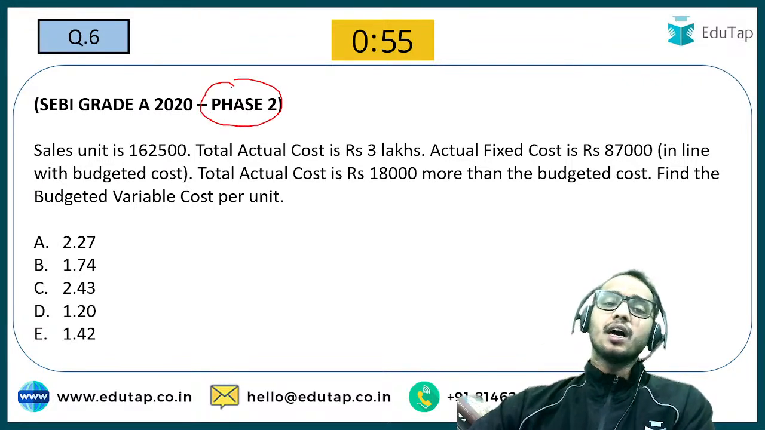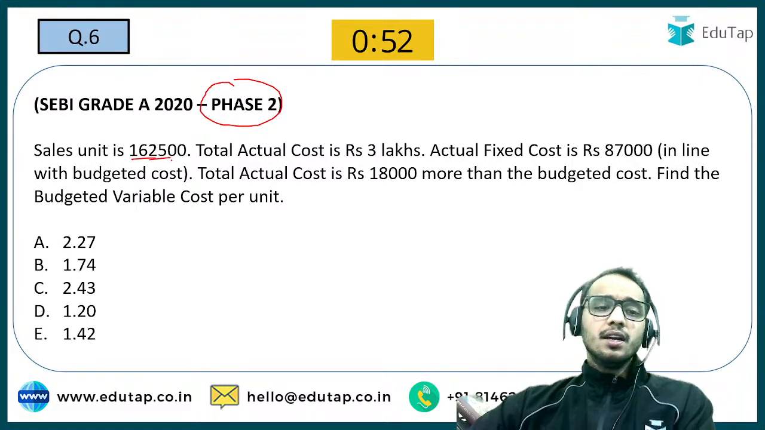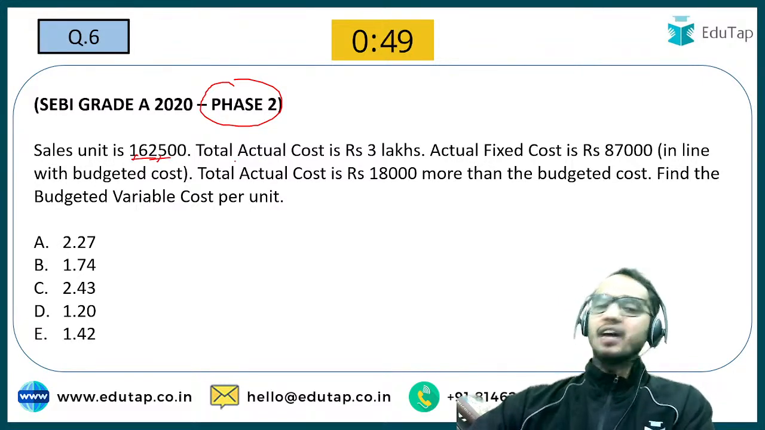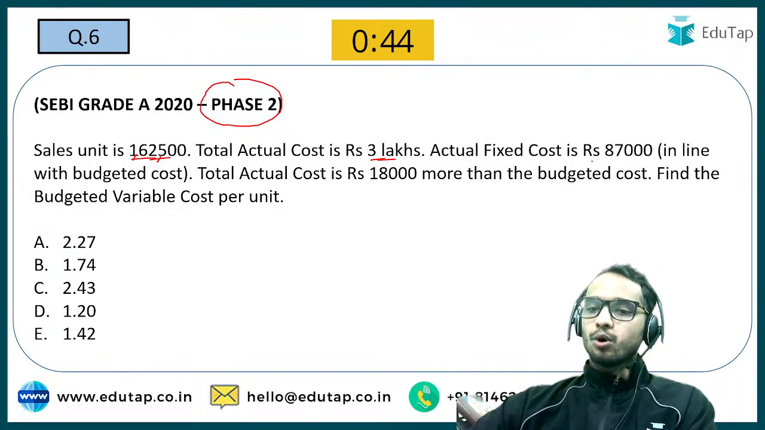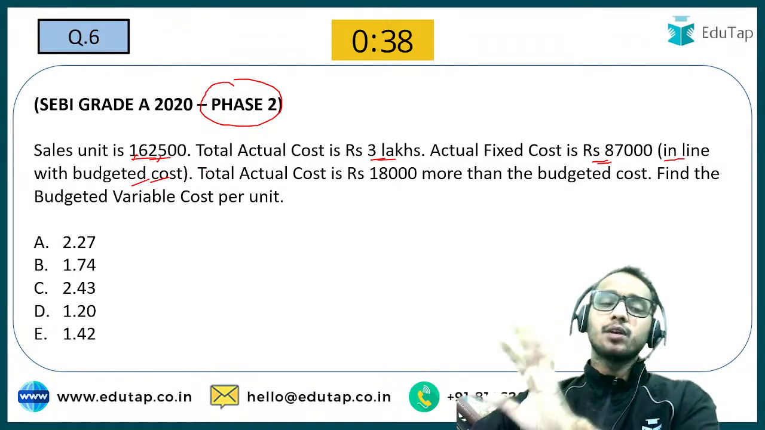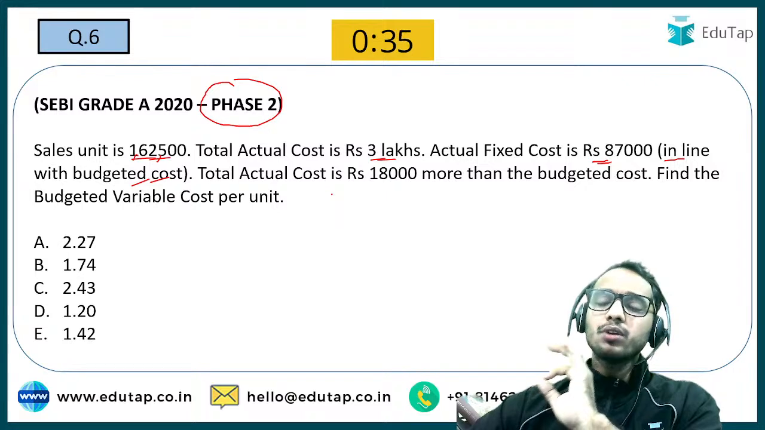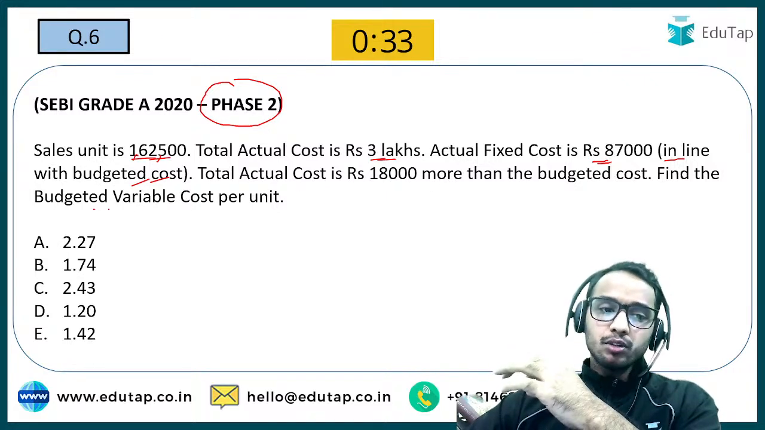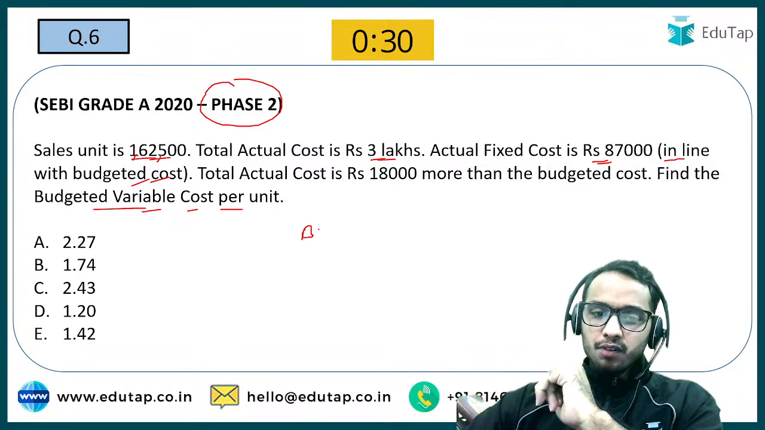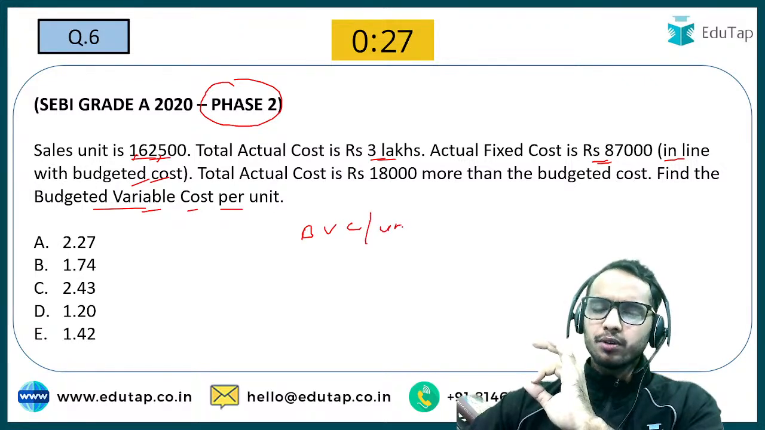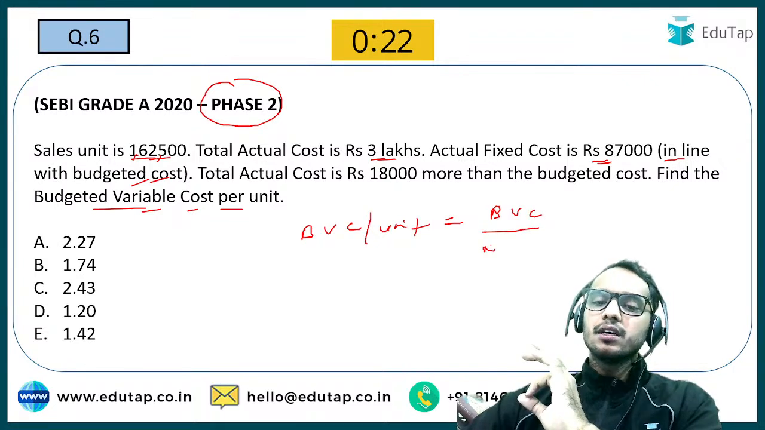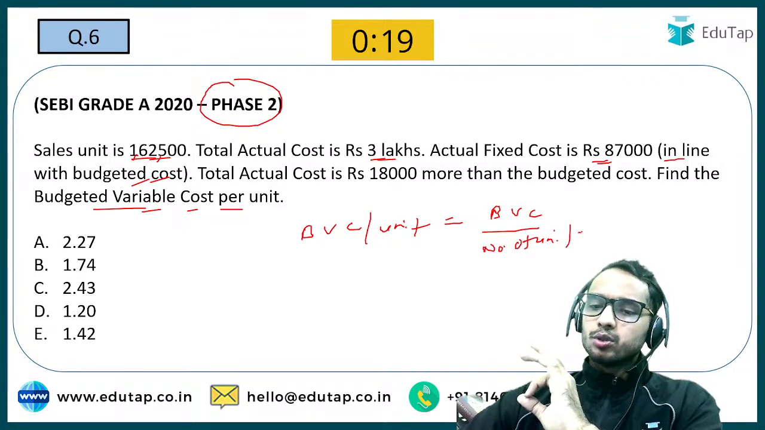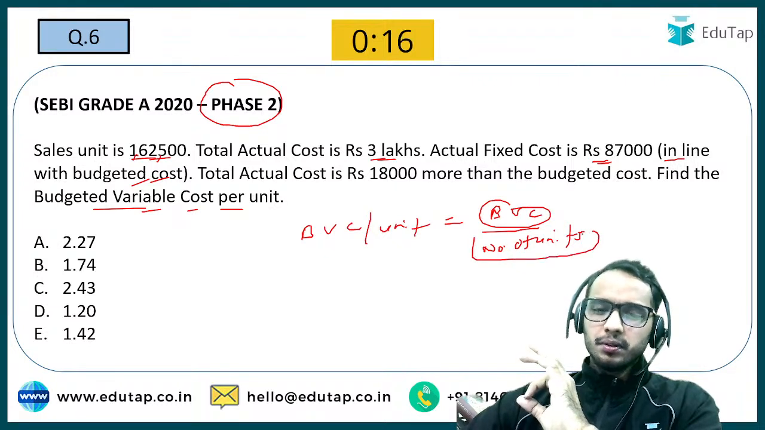Again, it has been asked in the phase 2. It says sales units are 1,62,500 units. Total actual cost is 3 lakh. Actual fixed cost is 87,000 and it is in line with the budgeted cost. And I have provided you the trick now. Whenever you have a numerical, first read out what you have to find out. So we have to find out the budgeted variable cost per unit. And now you know you have to find out budgeted variable cost per unit. For that you need budgeted variable cost and you will need number of units, isn't it? So try to find out these two from the question itself.